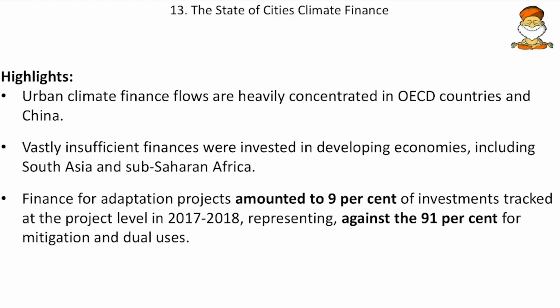Then coming to the highlights of the report, the urban climate finance flows are heavily concentrated in the OECD countries and China. So that means whatever financing is being given for urban climate finance is being concentrated only in the OECD countries and China. So nothing for Asia, Africa and others. Then vastly insufficient finances were invested in developing economies like South Asia and Sub-Saharan Africa.